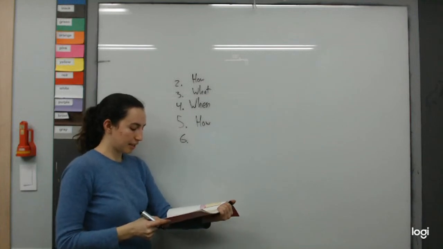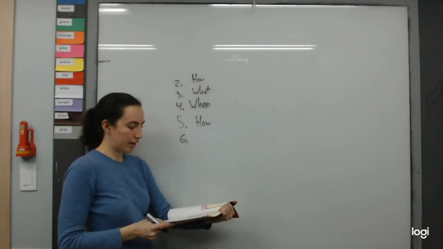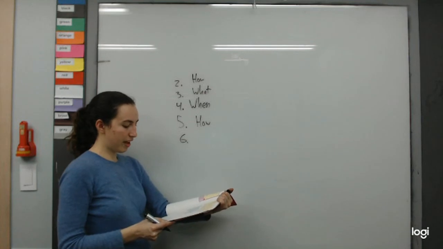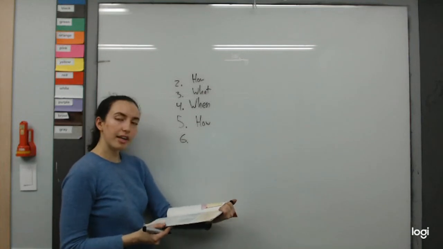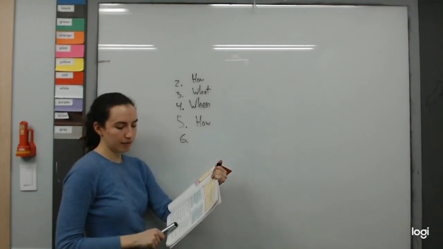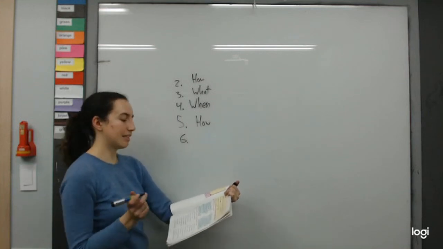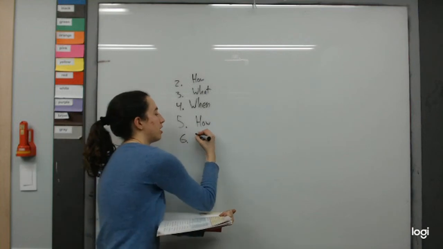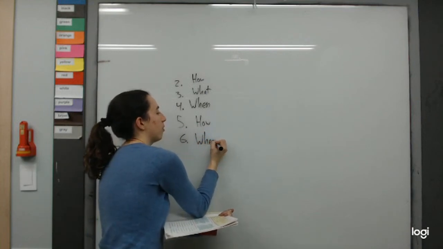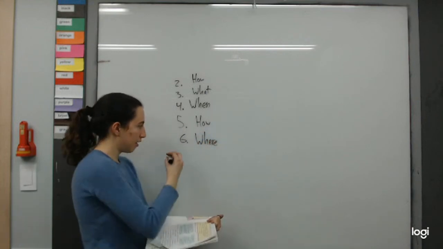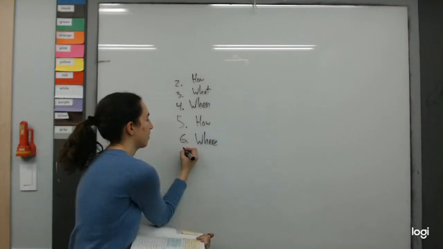Number 6. Where were they on Sunday? They were here with us. So this answer, they were here. Here is a place. So we know the question word is where. Where were they on Sunday?